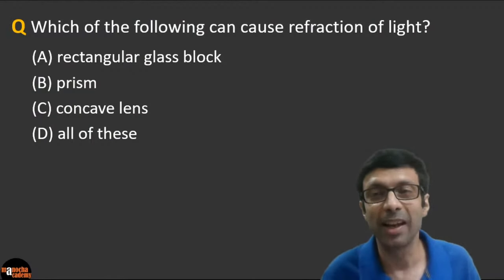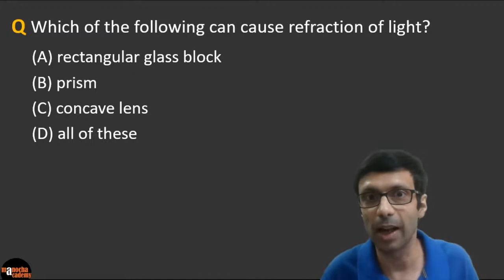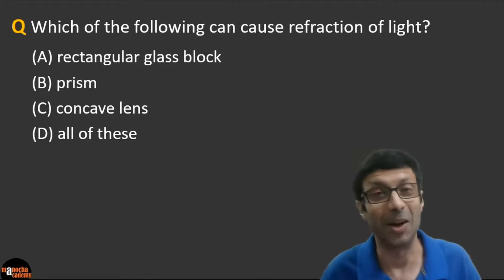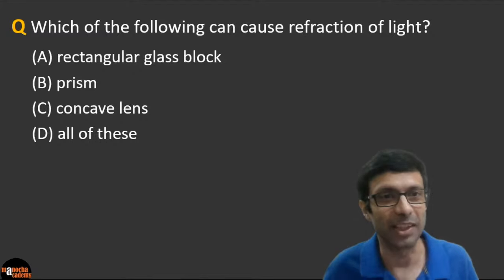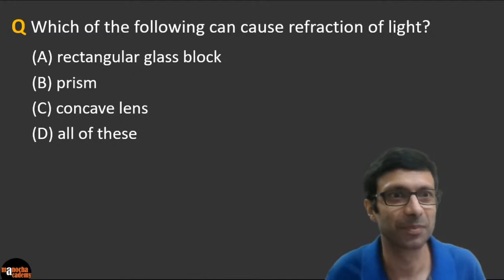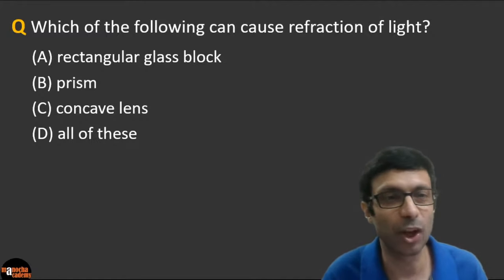Which of the following can cause refraction of light? Is it a rectangular glass block, a prism, is it a concave lens, or all of these? What do you guys think? Come on, I want all of you to try here. So which one will be the option here for this question?